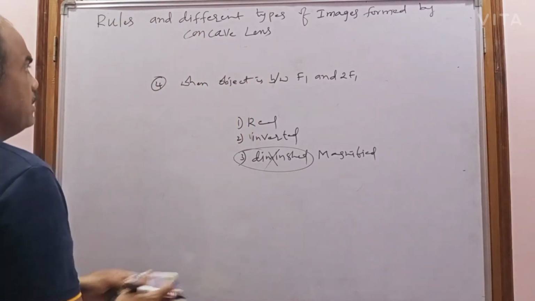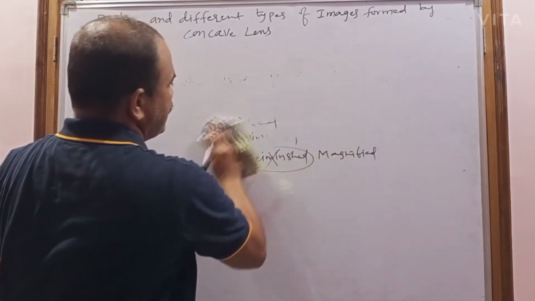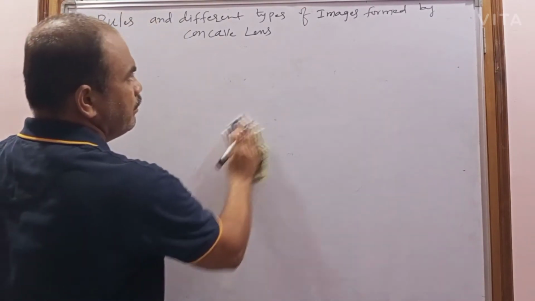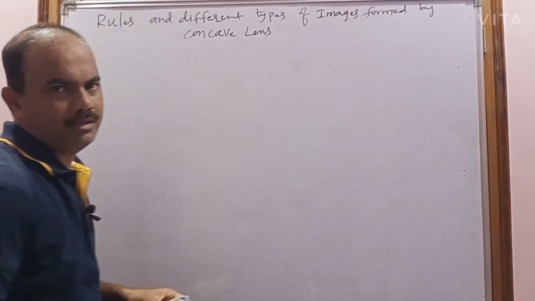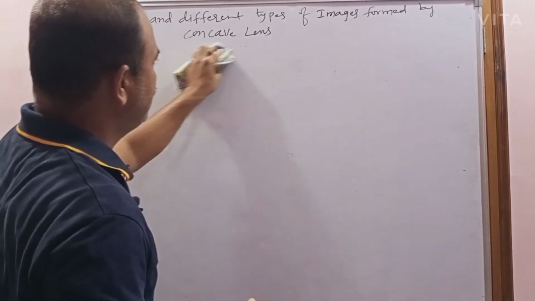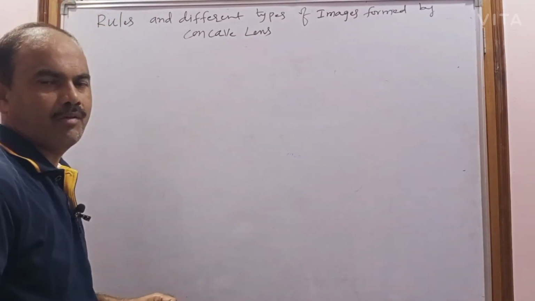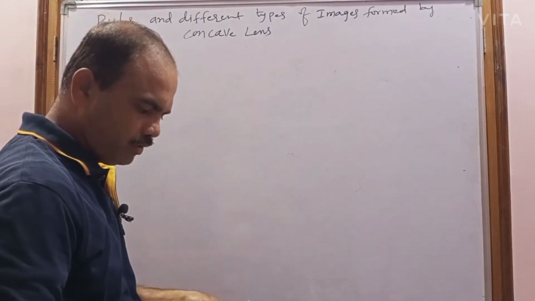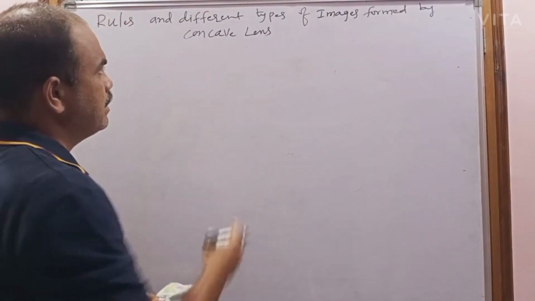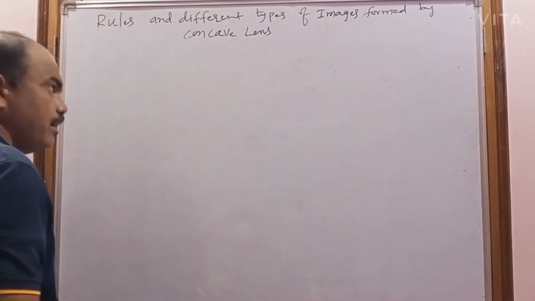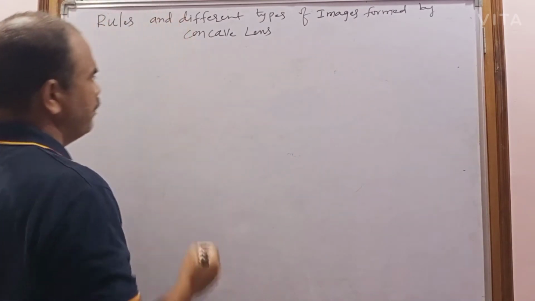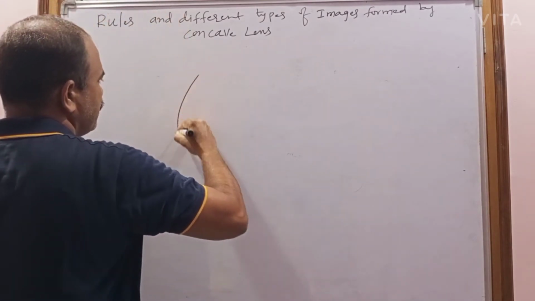Now today my class is on the rules, as well as the different types of image formed by the concave lens. While drawing the different types of image formed by the concave lens, we follow some rules. I am going to explain the rules and the different types of image formed by the concave lens.